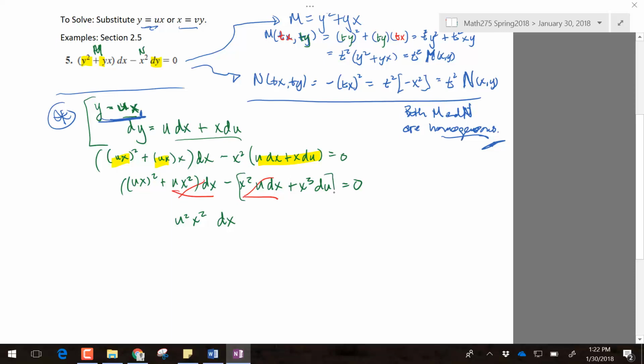Oh, is that? Minus x cubed du is equal to 0. Is that what you're? Okay, thanks. Is that easier? How do we solve for this? Separable. Nice. So let's put one on the other side and separate the variables. So let's see.